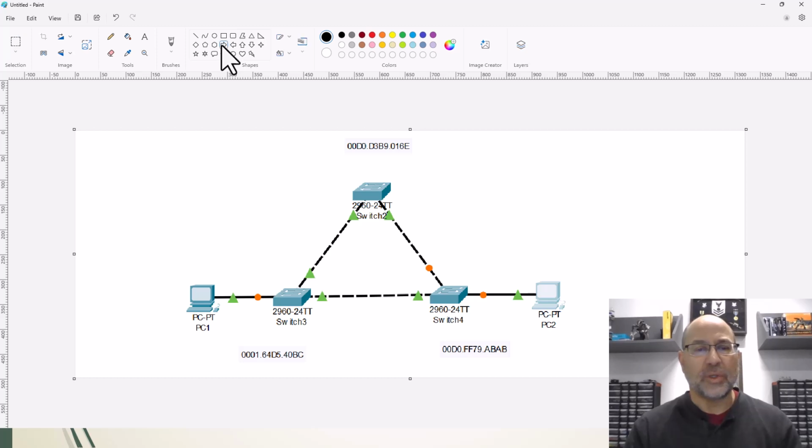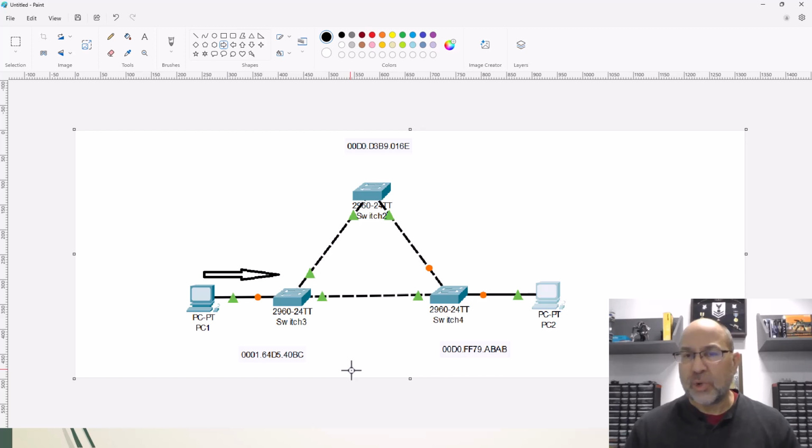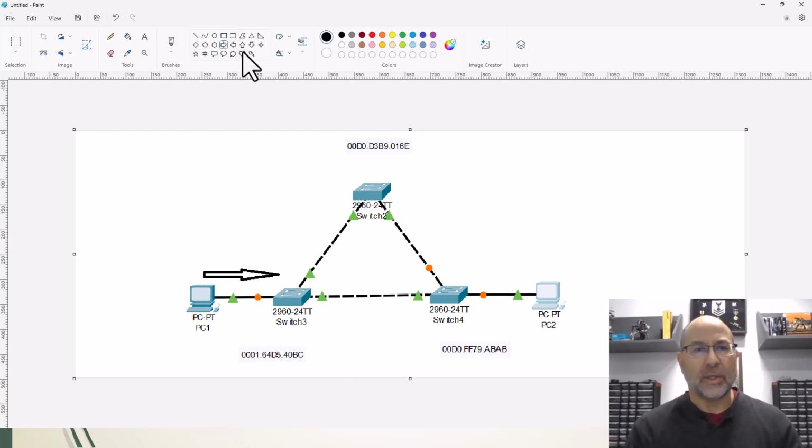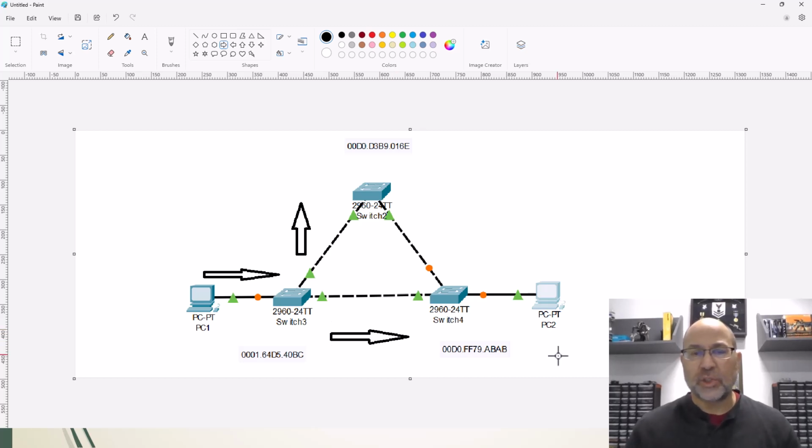So we say, I'm going to send out an ARP request. What does switch 3 do with broadcasts? They forward them out every port except for the one that they came in on. And so that means switch 3 would forward it up to switch 2, and it would also forward it to switch 4. Well, let's talk about what switch 2 would do.